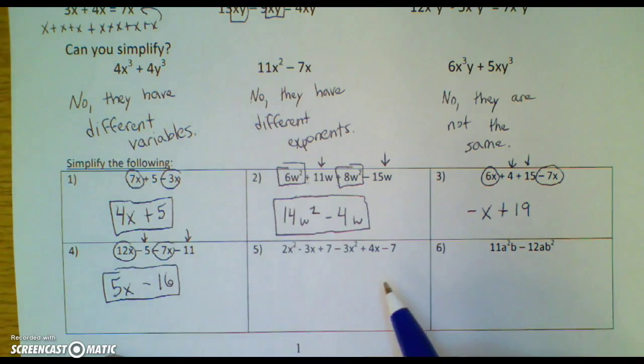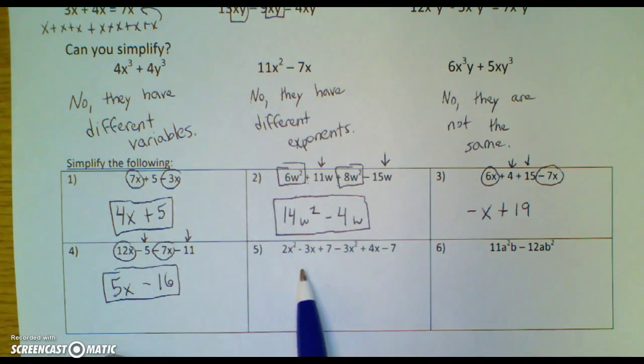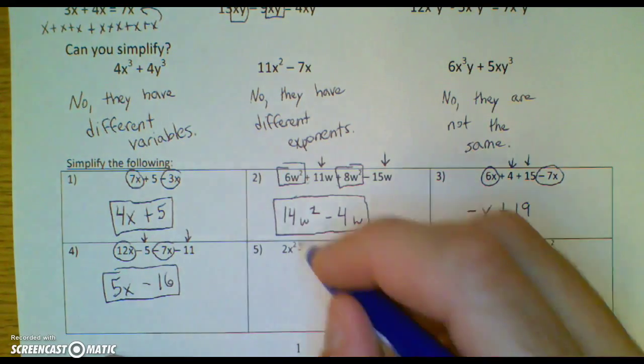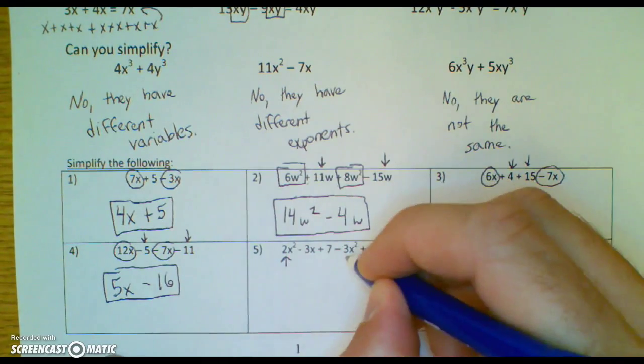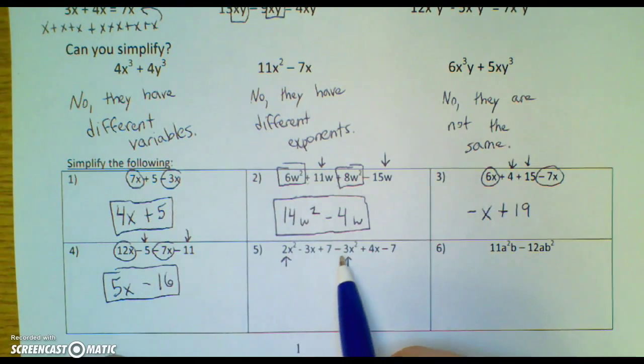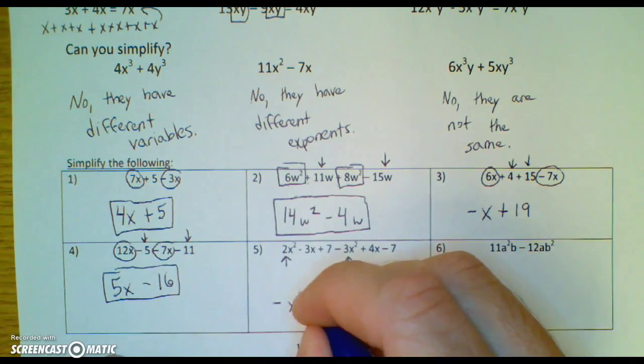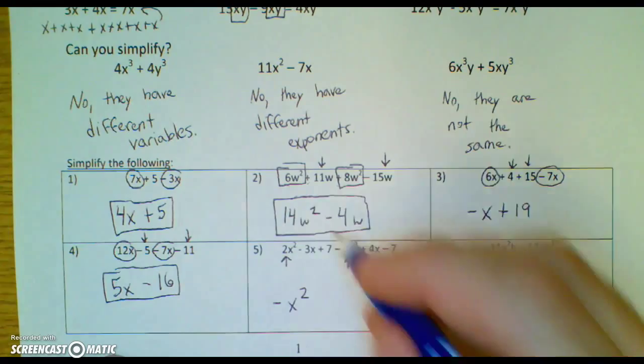Number 5, got a couple different variables. There's a lot going on in this problem. 2x squared and negative 3x squared. Notice the minus is in front of it, so it's 2 minus 3x squared, so it's negative x squared, because 2 take away 3 is negative 1.